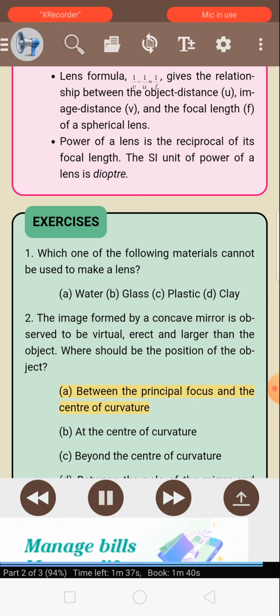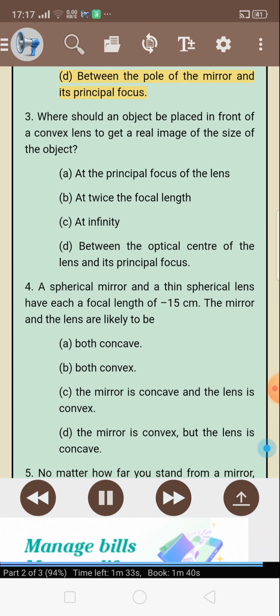A. Between the principal focus and the center of curvature. B. At the center of curvature. C. Beyond the center of curvature. D. Between the pole of the mirror and its principal focus.